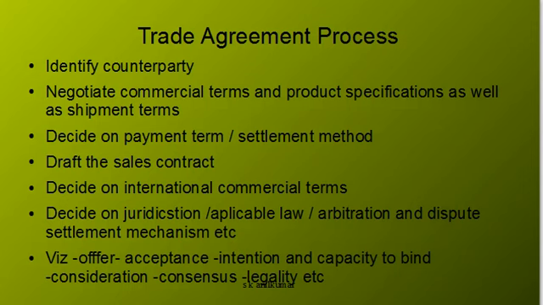What's the process of agreeing for international trade? First, the parties have to identify a counterparty. Then they negotiate the commercial terms, the product specifications, as well as the shipment terms. Whether it should come by sea, what should be the product, how it should be packed, what would be the price, what would be the Incoterm, and when will the payment be made? Is it at sight or say 180 days from shipment? The payment terms and the settlement method have to be agreed upon. Will it be paid under letter of credit, or will it be under open account or collection?